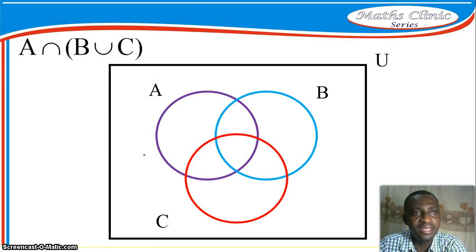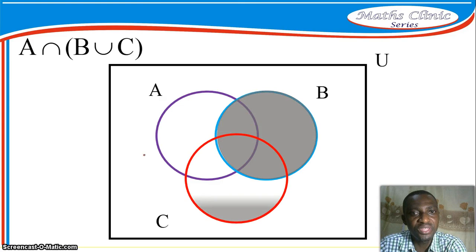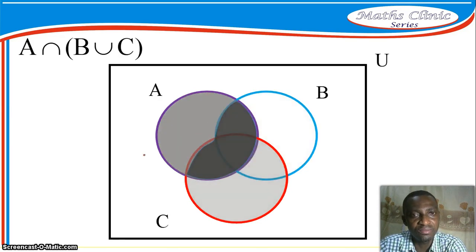Then let's look at A intersection, in brackets, B union C. You can pause the video and try. Alright. With this, we do the bracket first. So B union C, everything in B and everything in C put together. Then intersection A means the part that intersects with these two that has been shaded is going to be this alone, so that we take off this. This will be the remaining part, which will represent A intersection B union C.